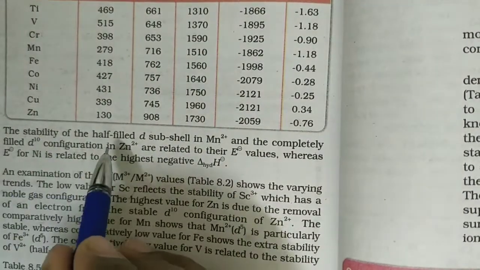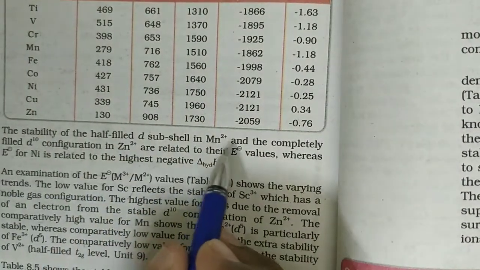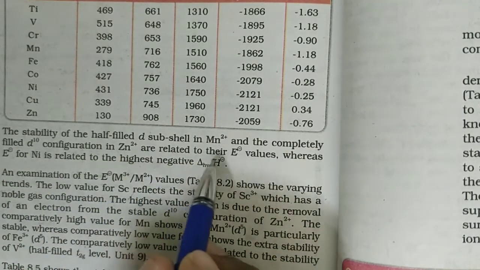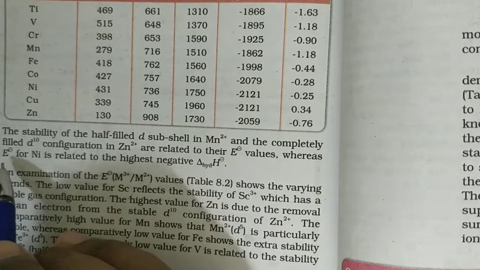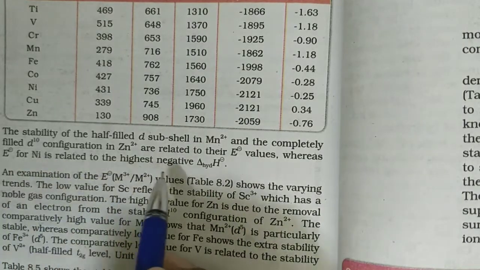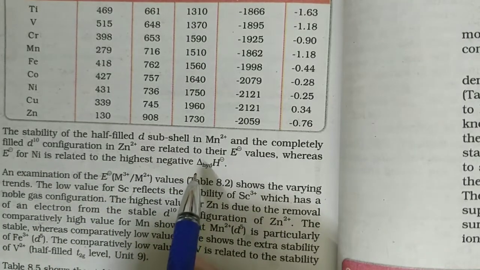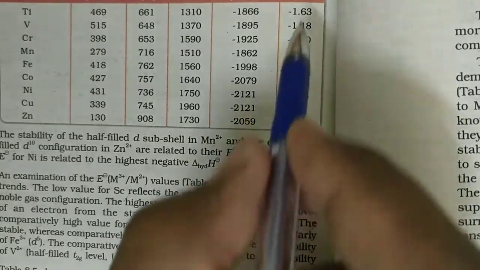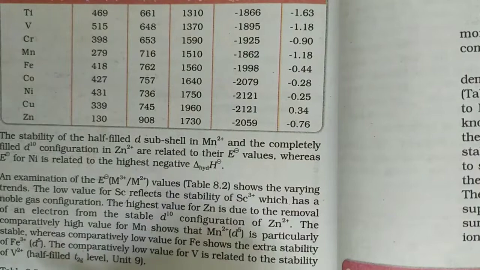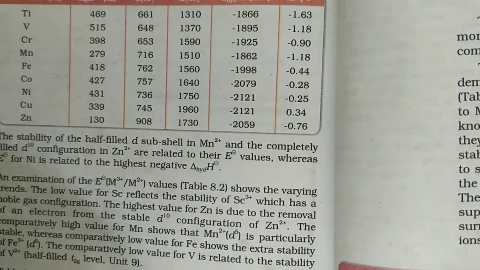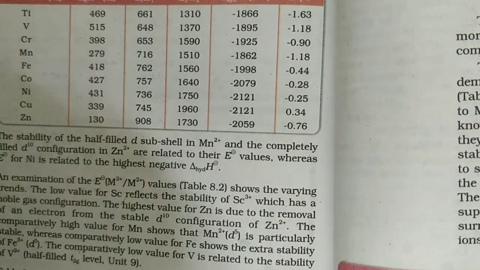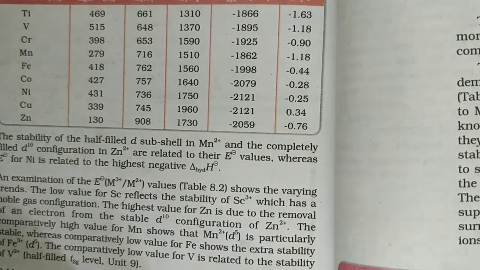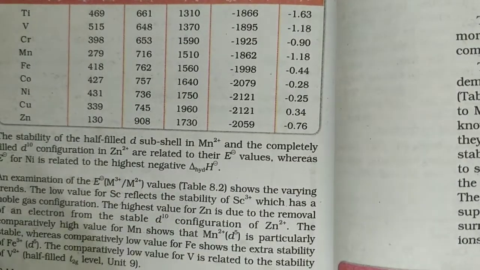The stability of the half-filled d subshell in Mn plus 2 and the completely filled d10 configuration in Zn plus 2 are related to their E naught values, where E naught for nickel is related to the highest negative hydration enthalpy. So depending on the domination of some factors, we are going to explain the E naught values easily. See, in this way we can explain the trends of d block elements, coming to M plus 2 to M electrode potential values.